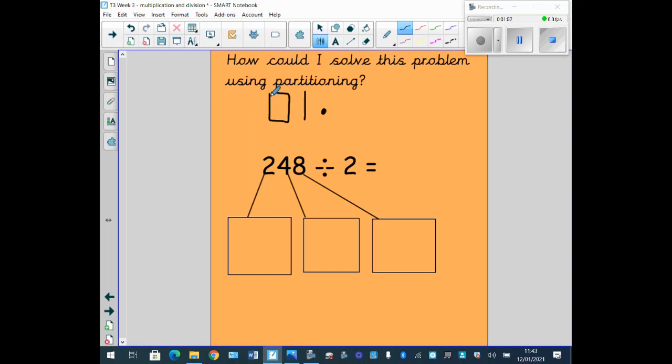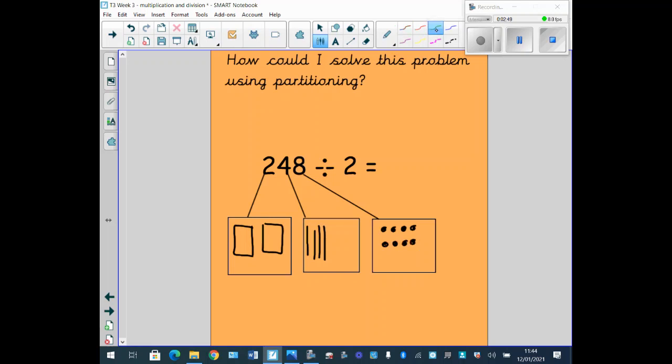So here are my 200s. Here are my 4 tens. And here are my 8 ones. Now then, let's look at that question. 248 divided by 2. Let's partition this number down. Hundreds go in this column. Tens go in this column. Let's rub that out and I'll do it separately. And my ones go in this column. 1, 2, 3, 4, 5, 6, 7, 8.